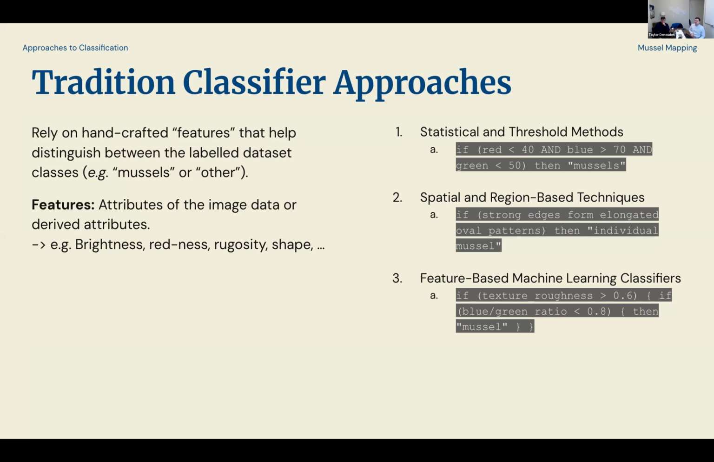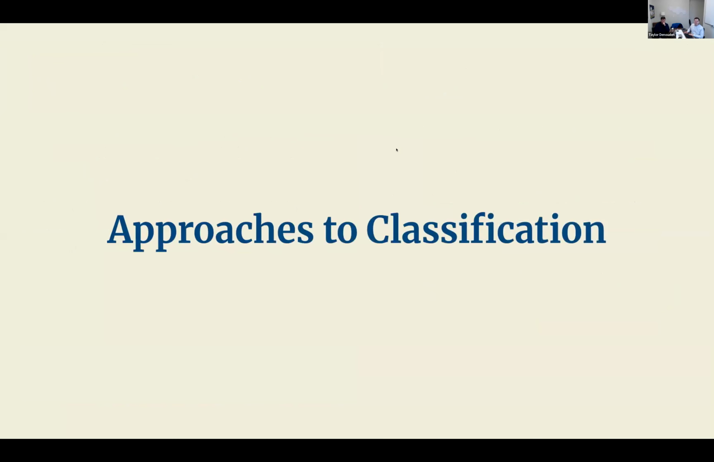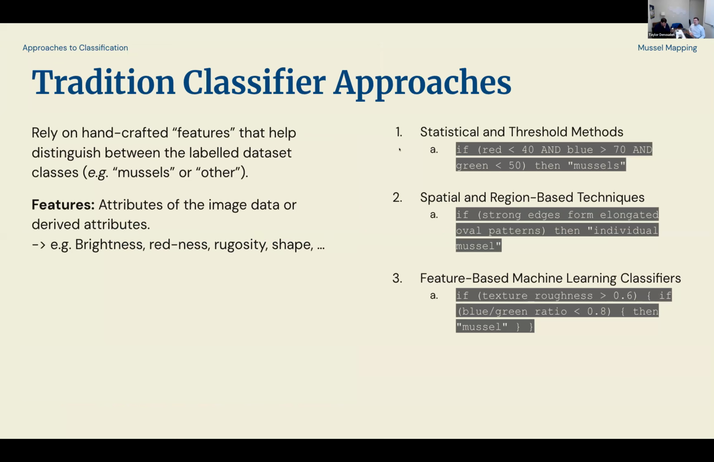So that might be the brightness of the red color channel in the image. Sorry, it could be rugosity of the image. So something that's derived from that input imagery. Another classic one, if you're familiar with remote sensing, would be NDVI, where you're looking at the proportional values of different bands, and in the case of NDVI, usually picking up vegetation.